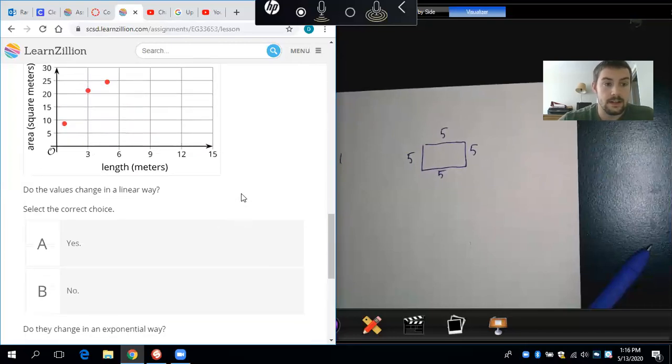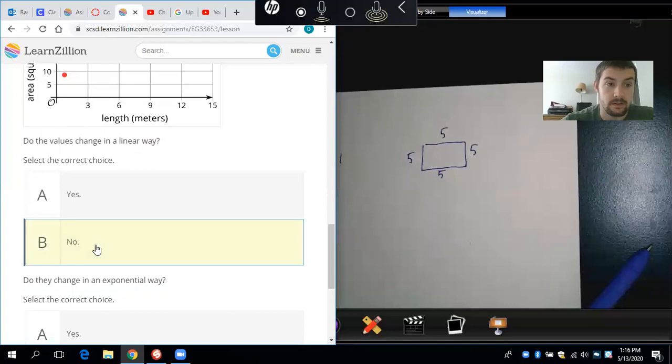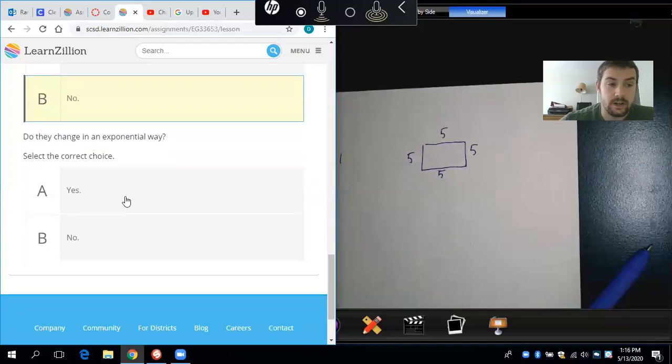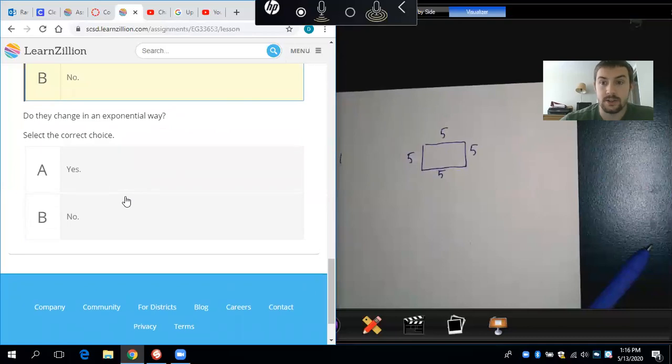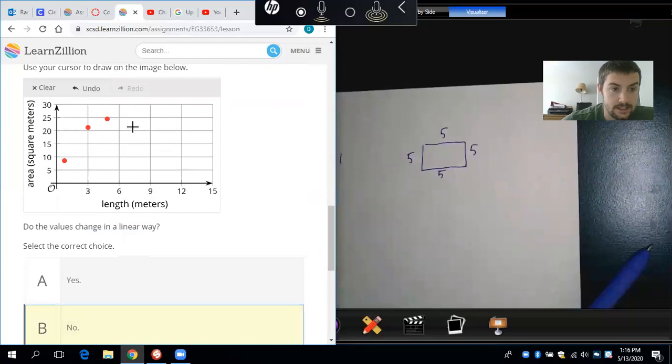Now, it's going to ask you, do the values change in a linear way? Well, that word linear has what word in it? Line. Do these follow a straight line pattern? No, it's starting to curve right here. All right. So is it linear? No. All right. From what we've done, exponential either starts out slow and then grows fast and keeps going, or it grows fast and then slows down. When you guys finish this graph, you guys should get something that looks sort of like this.